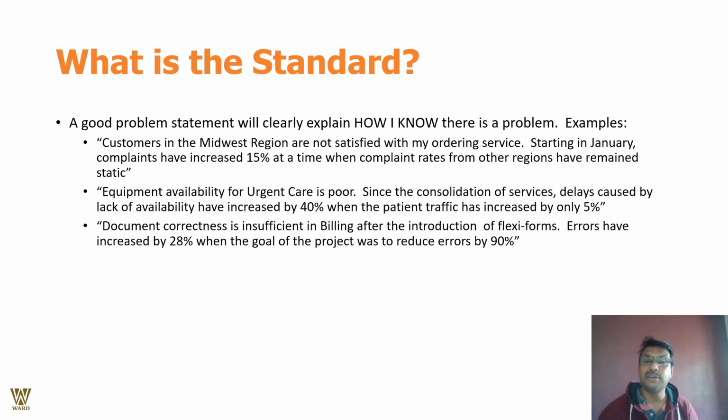Customers in the Midwest regions are not satisfied with my ordering services. Starting January, complaints have increased 15% at a time when complaint rates from other regions have remained more or less static. Equipment availability of urgent care is poor since the consolidation of service. Delays caused by the lack of availability have increased 40% when the patient traffic has increased by only 5%. So see, understand the importance. Let me give you the other example. Document correctness is insufficient in billing after the introduction of flexi forms. Errors have increased by 28% when the goal of the project was to reduce it by 90%.